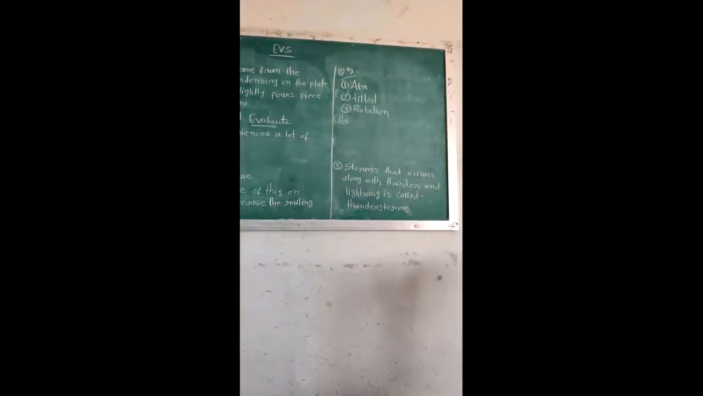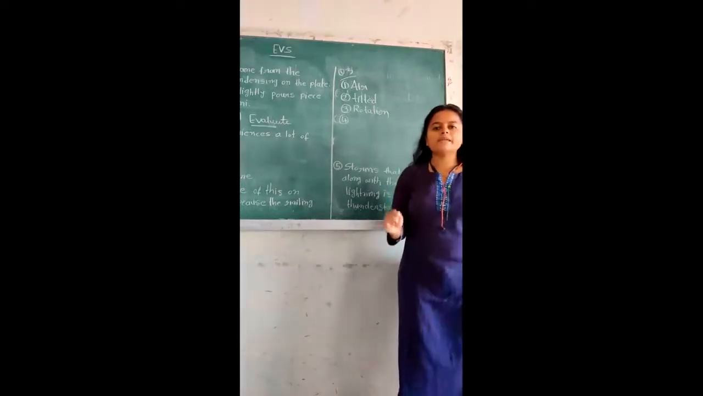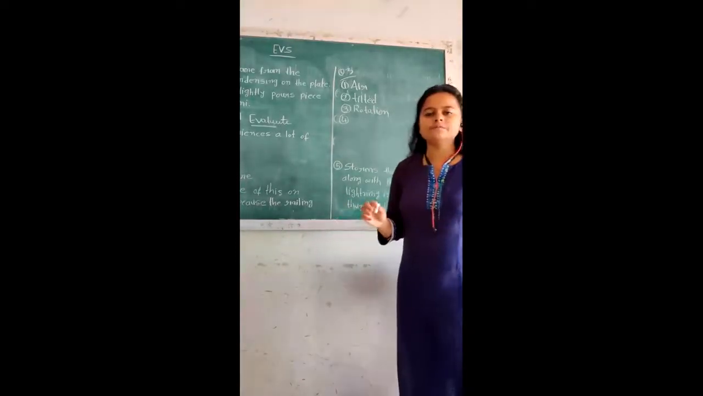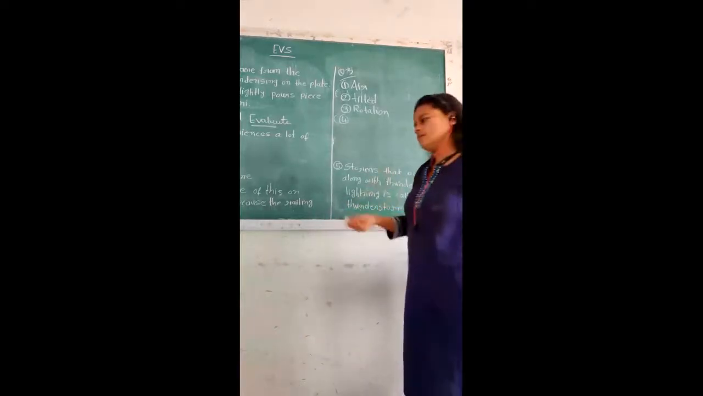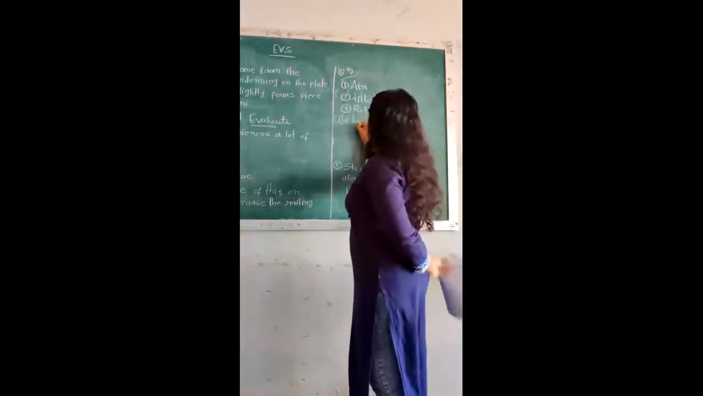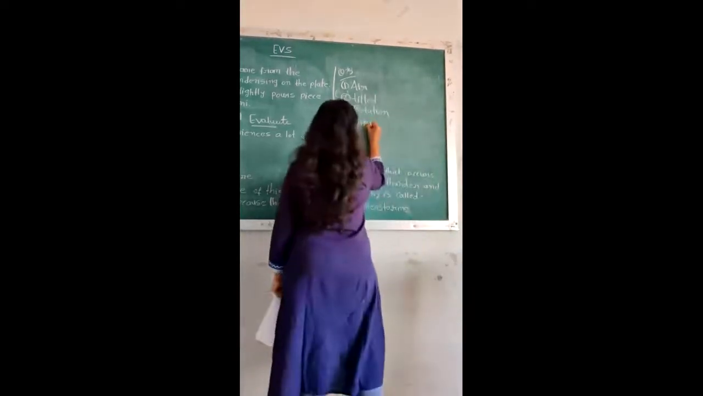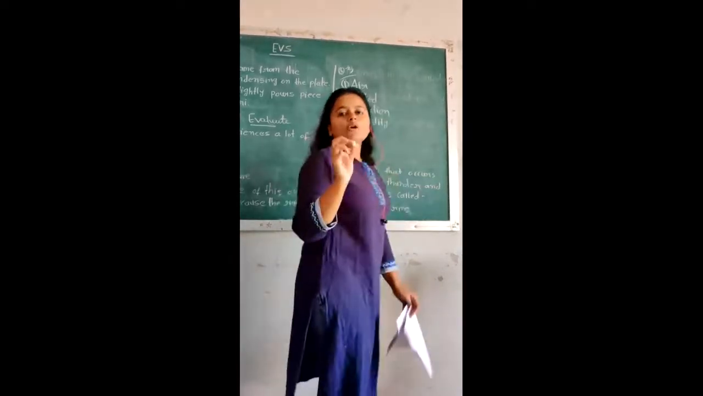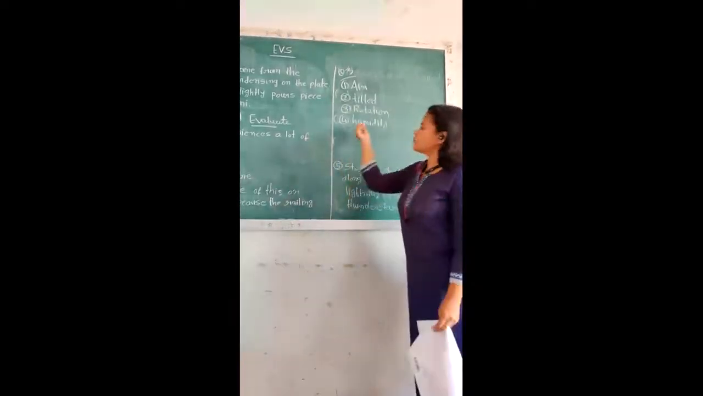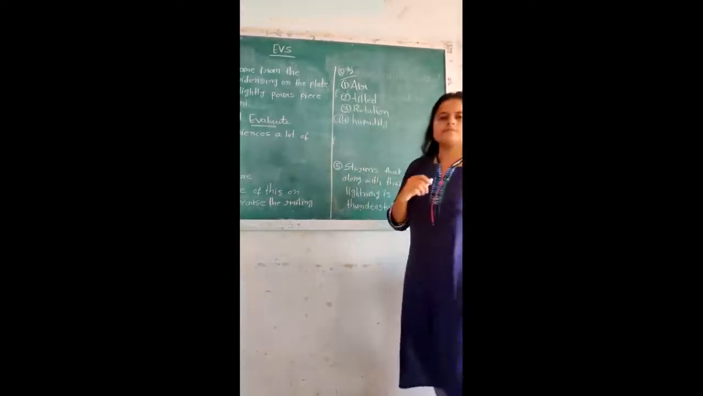Now students, look at the question number 4. The amount of water vapor contained by the air, right? It is called what? Humidity. The amount of water vapor present in the air, it is called humidity.